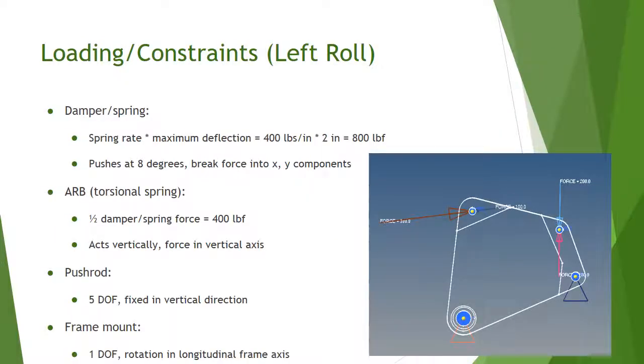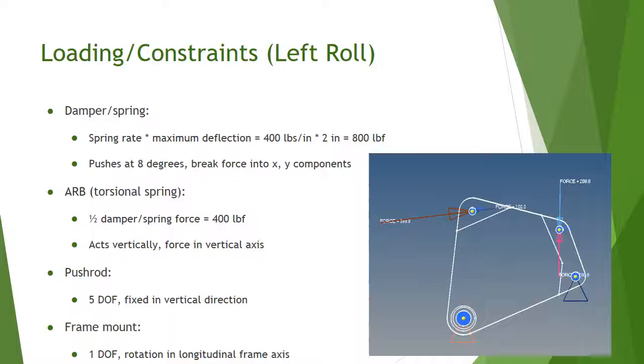The loading constraints discussed in this slide are according to what the car sees in a left roll. The damper and spring loading is split between the 2 holes and is a total of 800 pounds. This is the spring rate times the maximum deflection of the spring. The damper itself is angled at 8 degrees in a static condition, so the 800-pound force is broken into components.